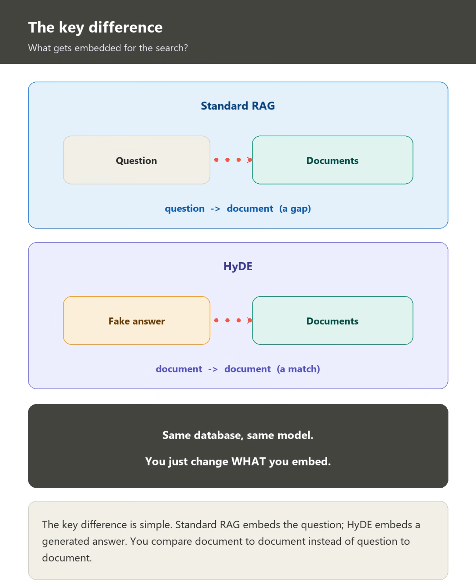So the key difference is simple. Standard RAG embeds the question. HyDE embeds a generated answer. You're comparing document to document instead of question to document, and similarity search loves that.